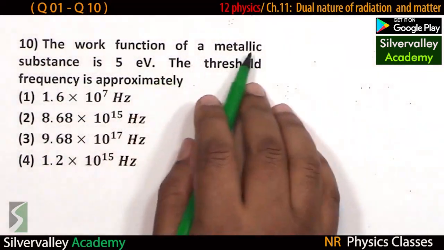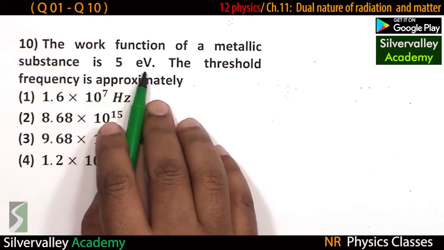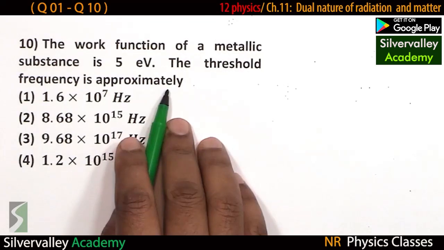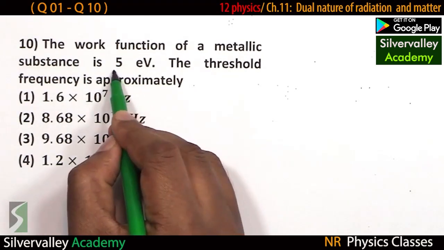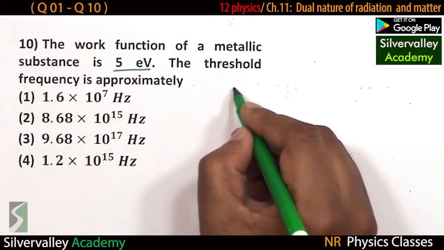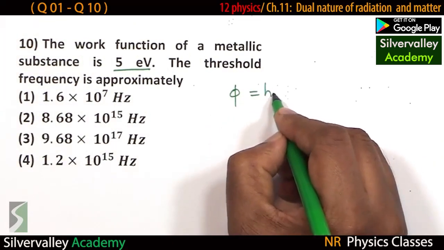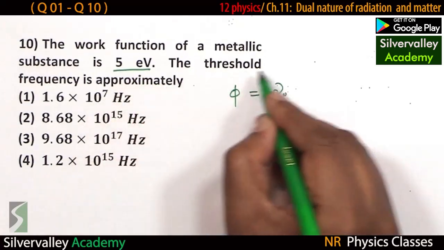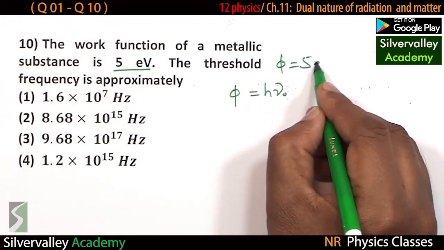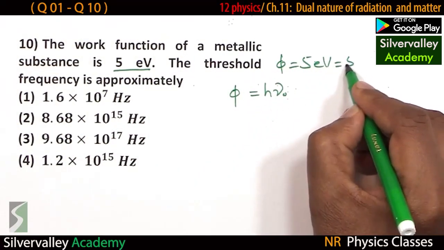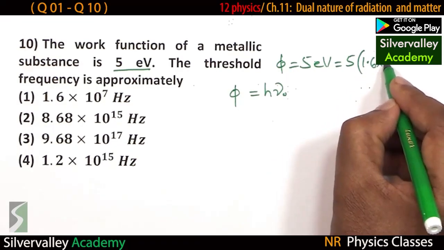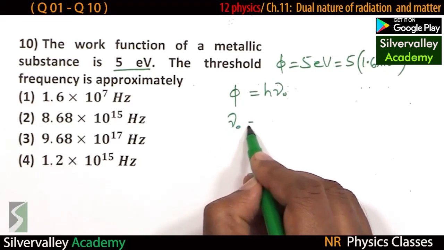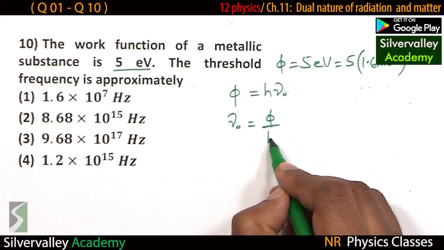The work function of a metallic substance is 5 eV. The threshold frequency is approximately? Work function, threshold frequency. So work function is h nu naught. But this work function is in eV. So eV to joule means multiplied by charge of electron. Okay. So threshold frequency is 5 by h.